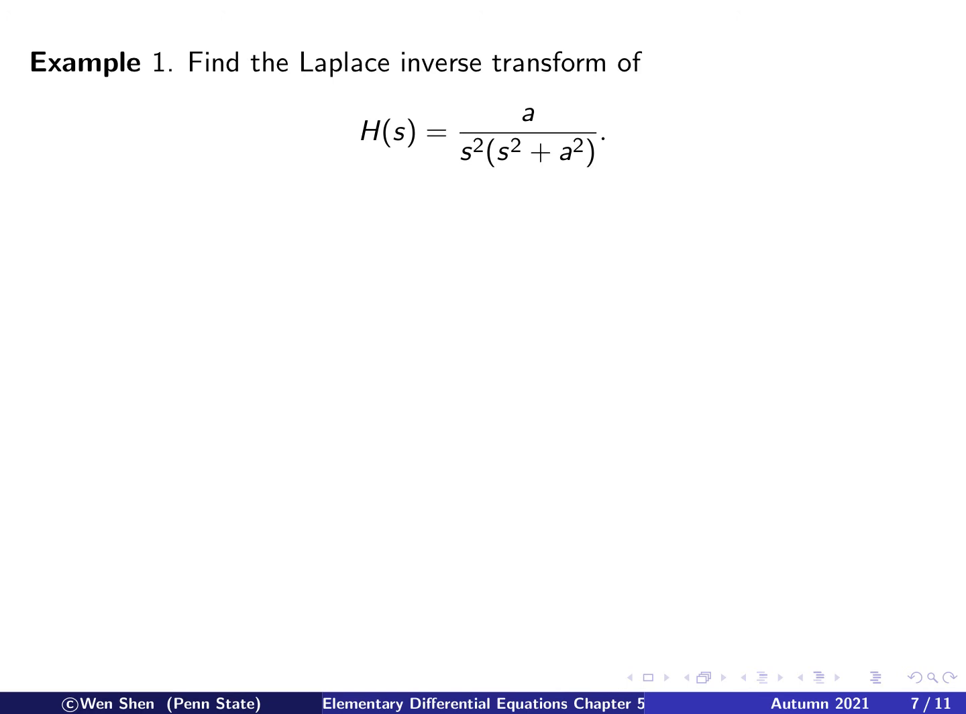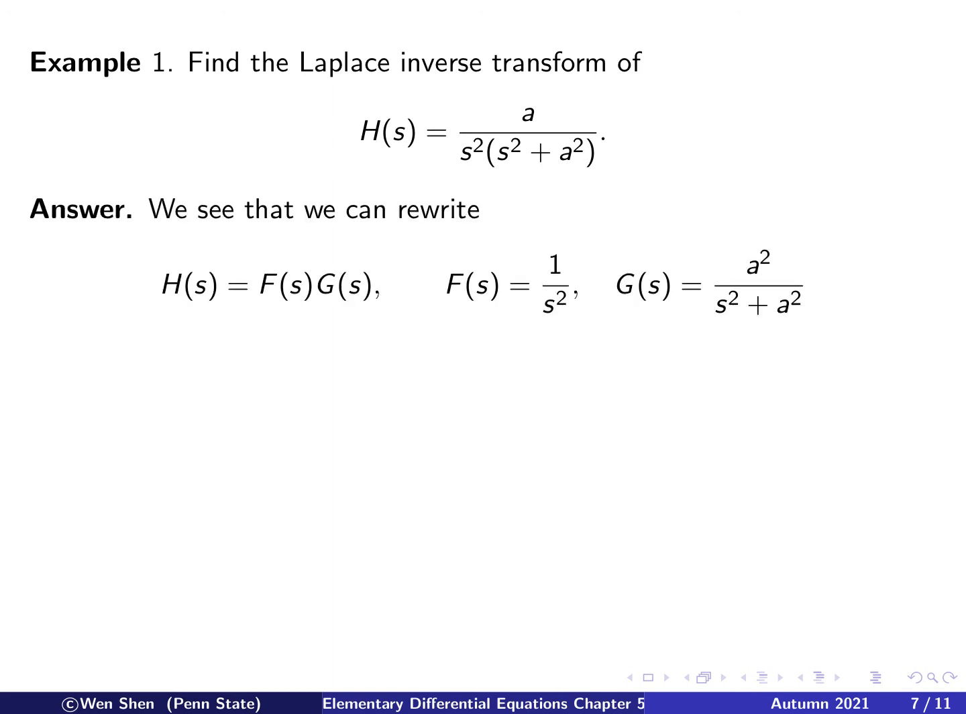Let's say example 1, we want to find the inverse Laplace transform of this function, capital H of s. Of course, there are different ways of doing this. We can use partial fractions and take the inverse transform of each term. And we can also recognize that H of s here is a product of two functions f and g. If we break the denominator into two terms, f will be 1 over s squared, and g is a over s squared plus a squared.